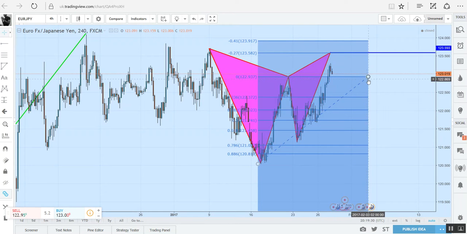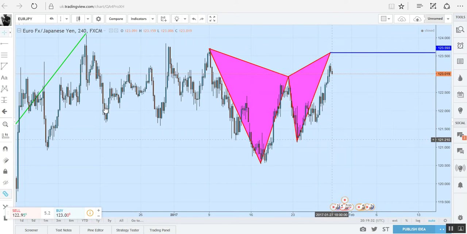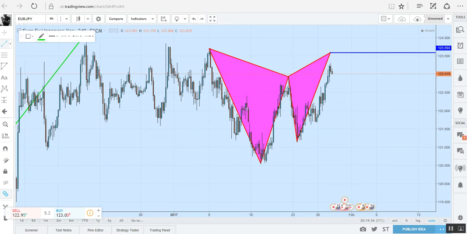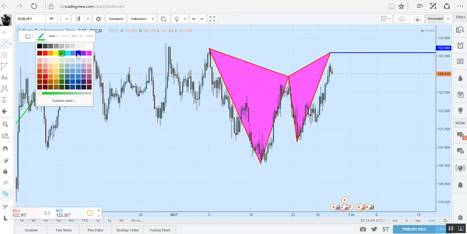But there's also one thing that I want to show you guys. If you look at this, because this is a classic Gartley pattern, you would expect a one-to-one harmonic move. Oops, where's my line? To change the color of this, let's see, blue.